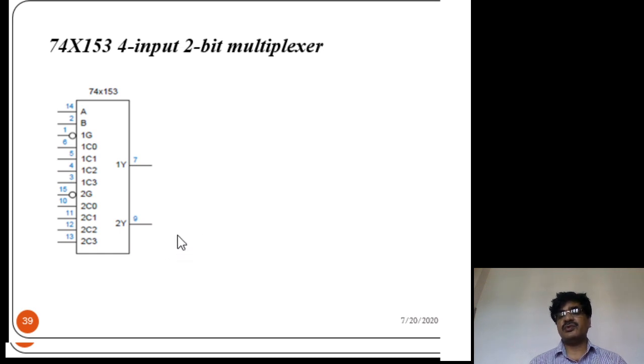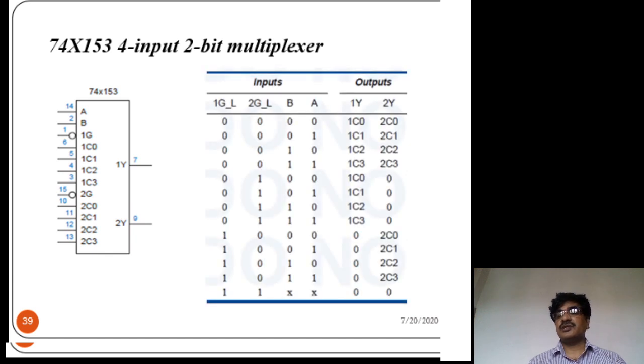Sorry, not that each input consists of 4 bits. So it is a 4 input dual multiplexer, as per the IC. If you observe, it is a dual multiplexer. This is a 4x1 multiplexer. This is another 4x1 multiplexer. Okay, so this is the truth table of it.